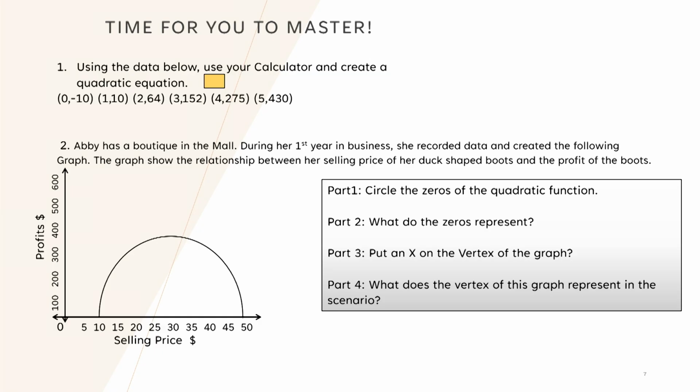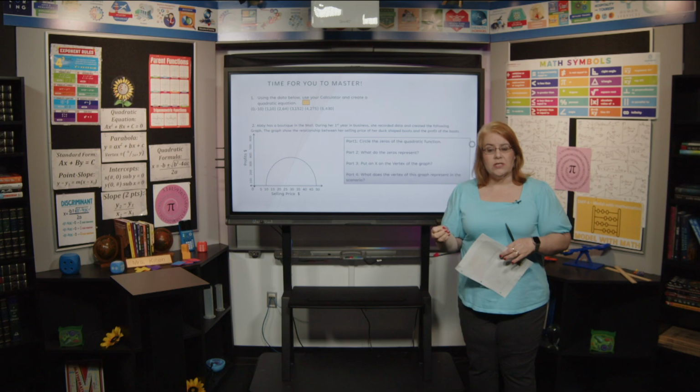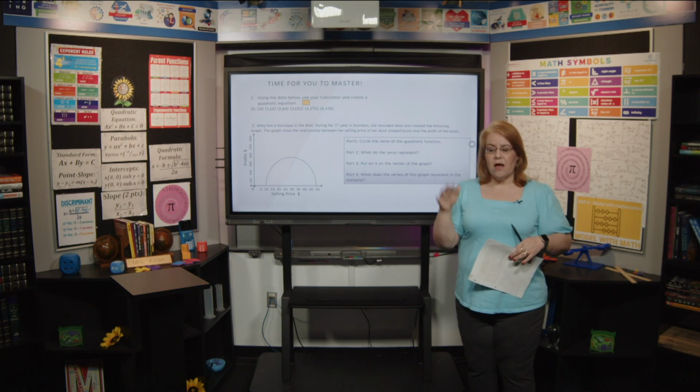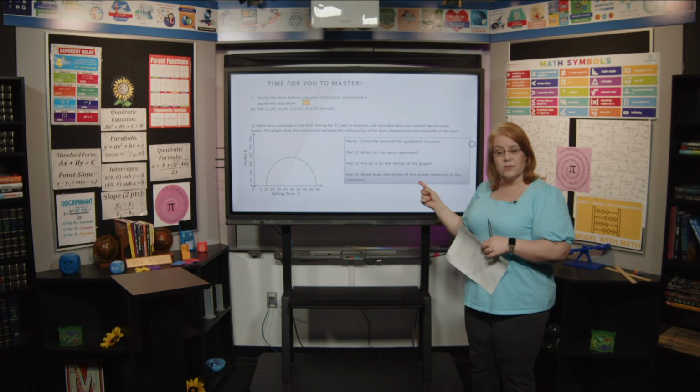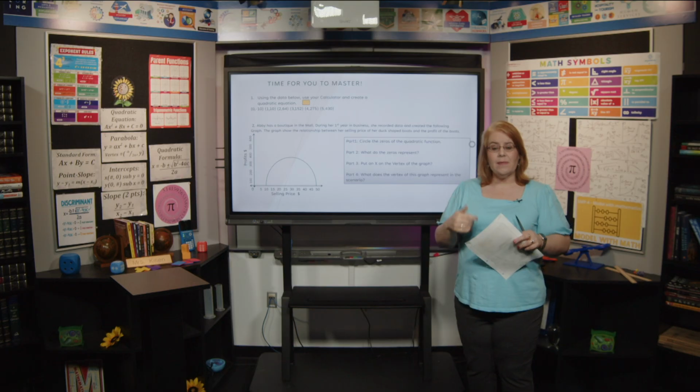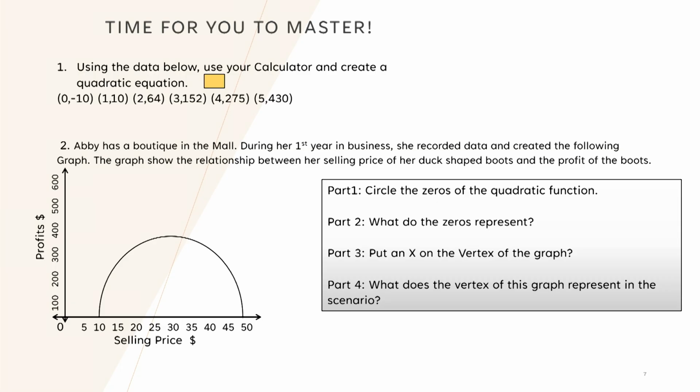You're going to circle the zeros of the quadratic function. You want to know what those zeros represent. You're going to put an X on the vertex. And then you need to know what that vertex represents in this scenario. So go ahead, pause the video. You and your table partner, or you by yourself, on your notes page, go ahead and work these problems. And then come back to me and I'm going to work them with you. Go ahead.